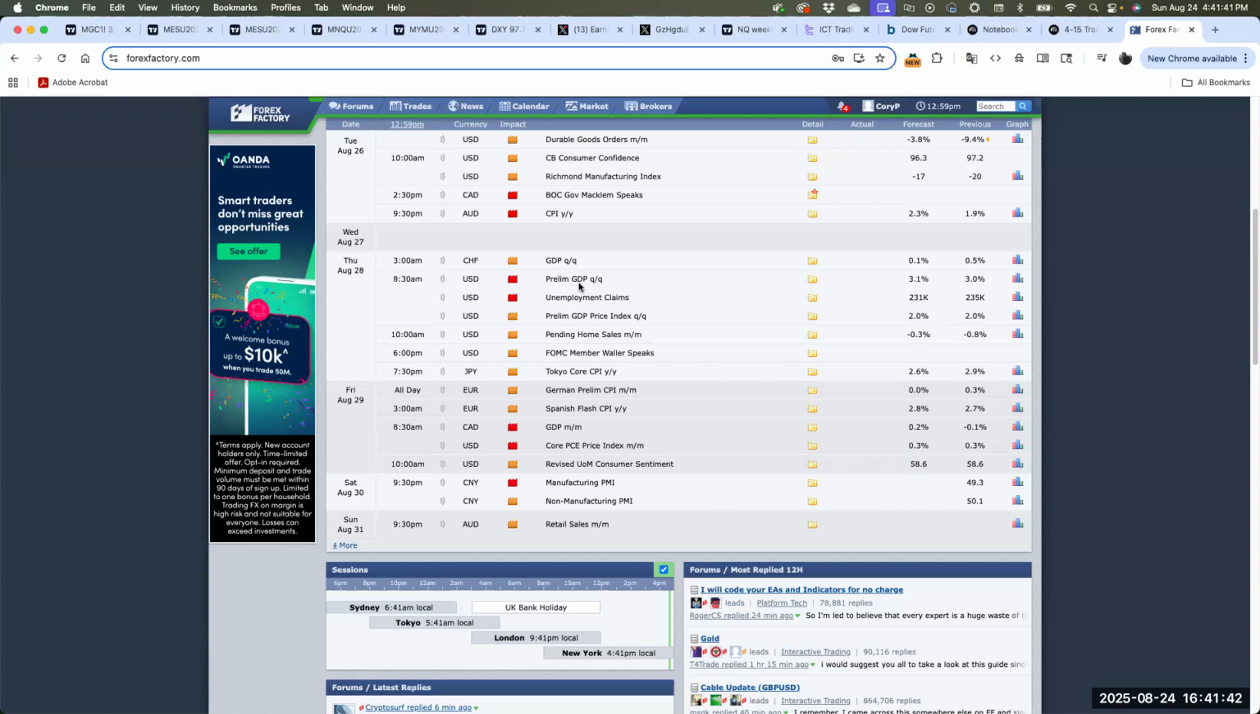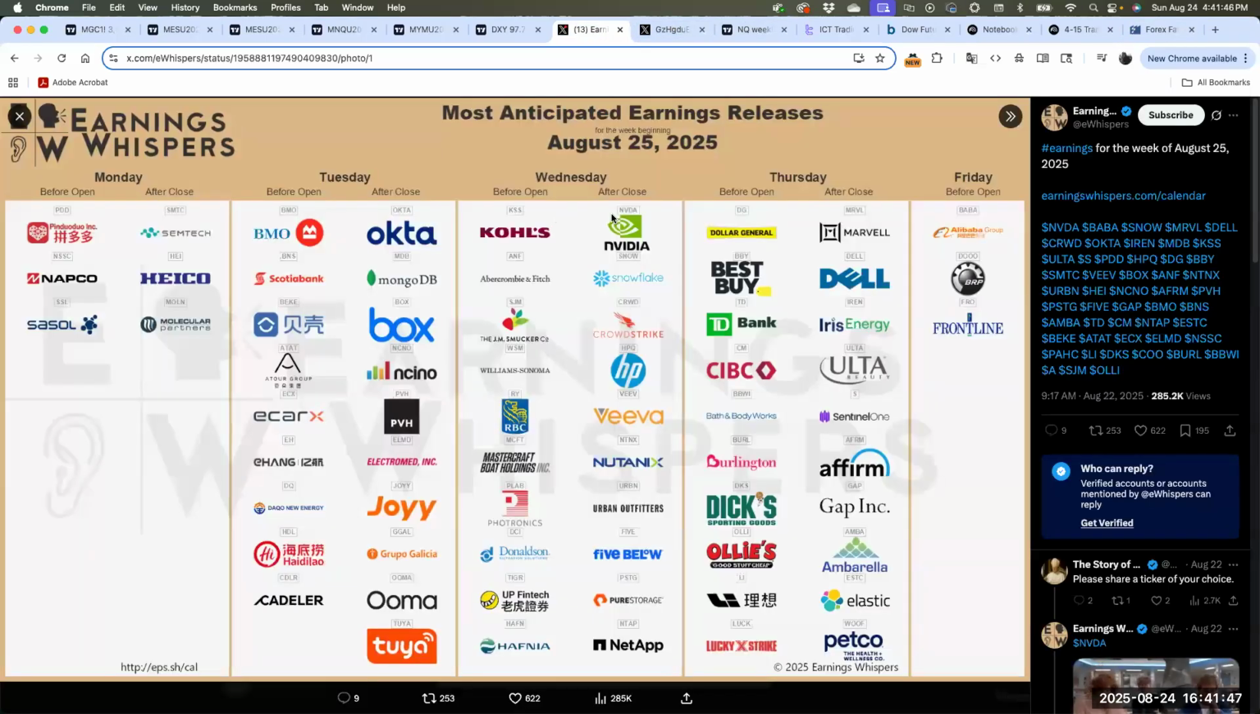So we don't really have a lot of news per se, but we do have the Nvidia earnings, and we also have Baba, which is Alibaba, that they're going to be reporting on Friday before the market opens. So those will probably be our biggest thing. Our biggest catalyst this week is probably going to be Nvidia. And then if we look at it right now, let me pull this up right now.